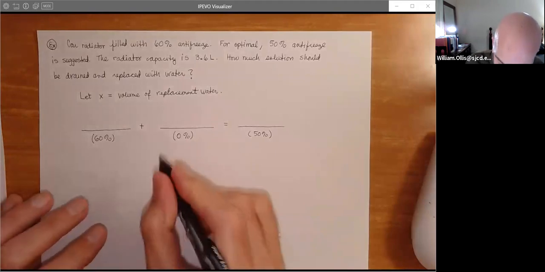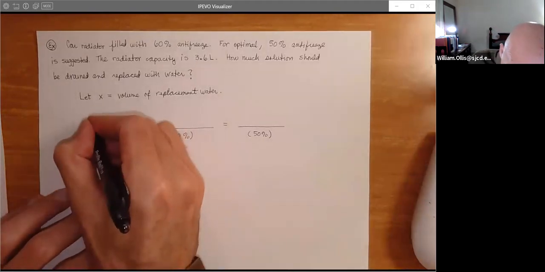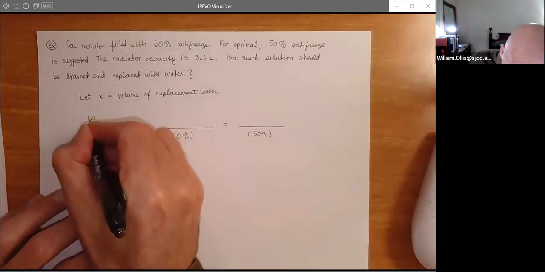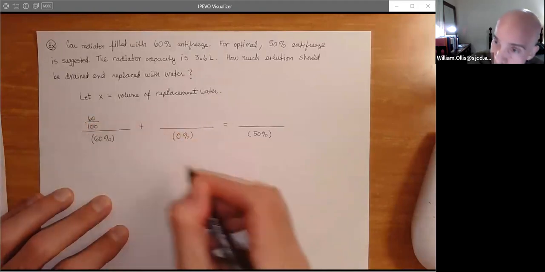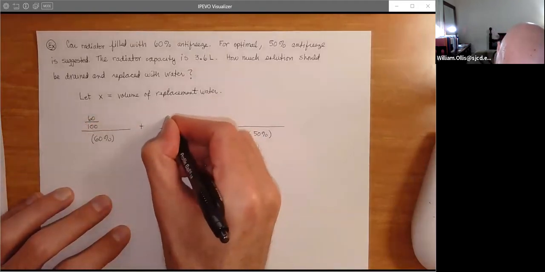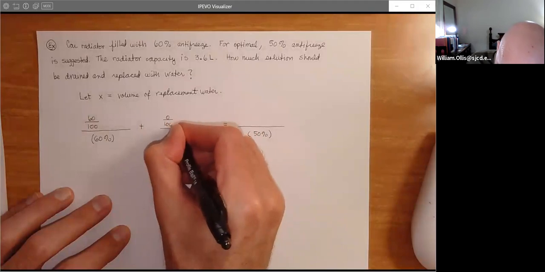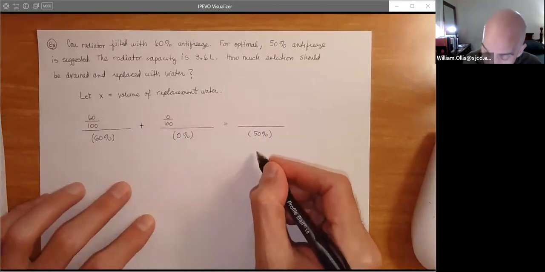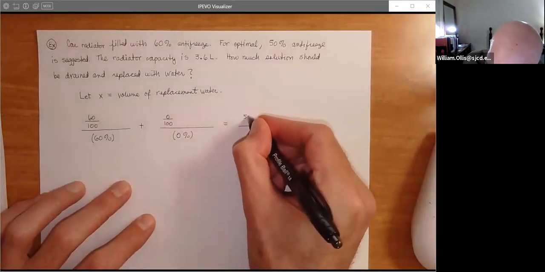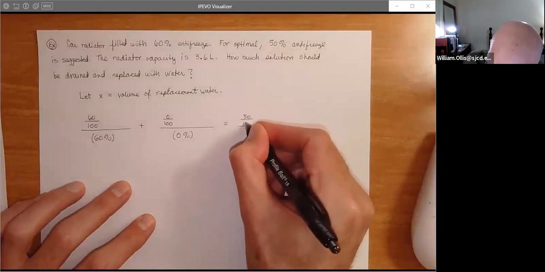So now you're thinking, okay, we have a concentration of 60%, so that's 60 over 100. We have a concentration of 0%. Well, that's not very difficult. And then we have a concentration of 50%.